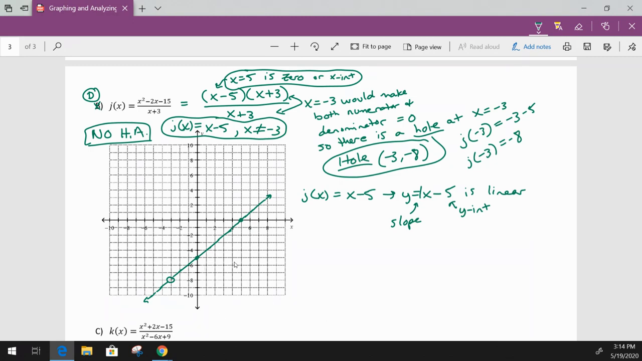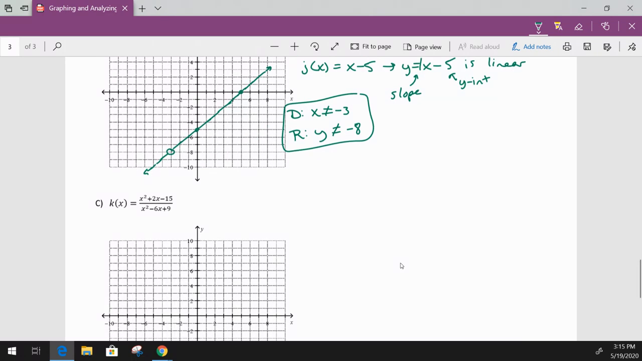All right, now as far as domain and range. For the domain, x cannot equal -3, because that's the only value that would make the denominator equal to 0. But your range is not going to be all real numbers, because the hole has an x value of -3 and a y value of -8, and there is no other point on the graph that would have a y value of -8. So your range would be all y's except for -8. That does affect our range.